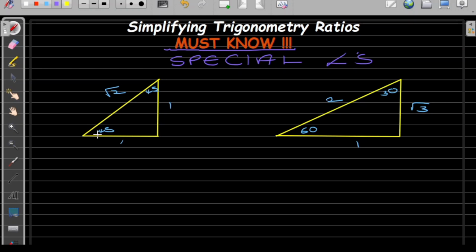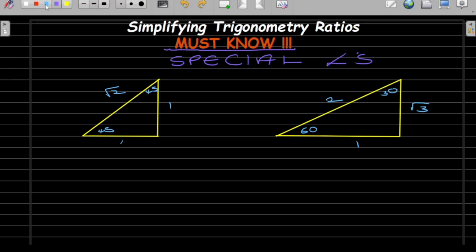So let's say that you were given sine 315. Keep in mind that this is just an example of when the special angles come in handy, and why you need to know them. So they'll give you sine 315, and then they say simplify without using a calculator.